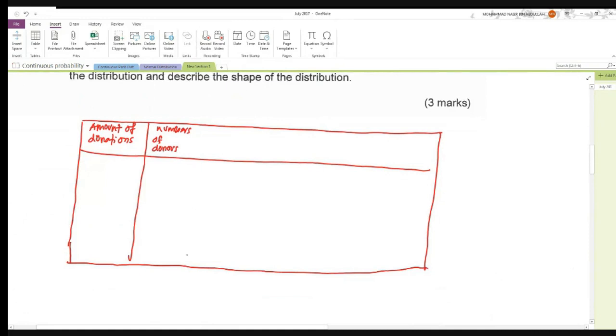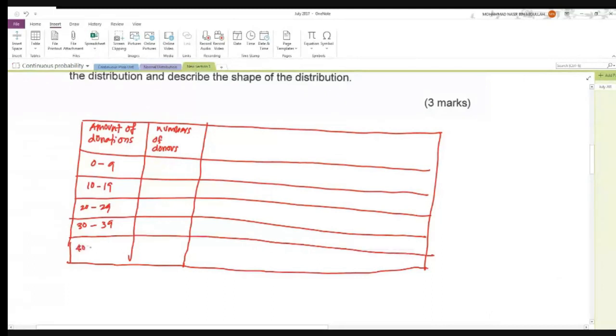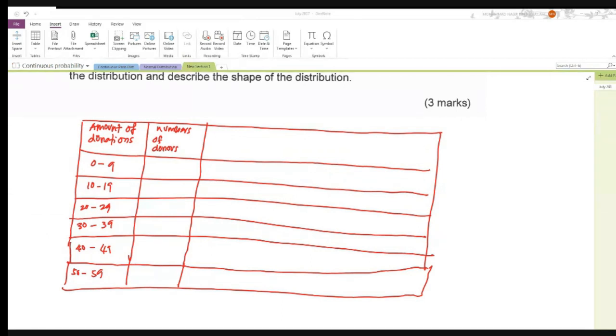And then if we look here, it starts from 0 to 9. So this is not in terms of class boundary. So we need to create a class boundary later. So this is 20 to 29, and then we have 30 to 39, and then 40 to 49, and the last one is 50 to 59. Basically they wrote more than 50, so it should be 50 to 59 because the class size is only 10.